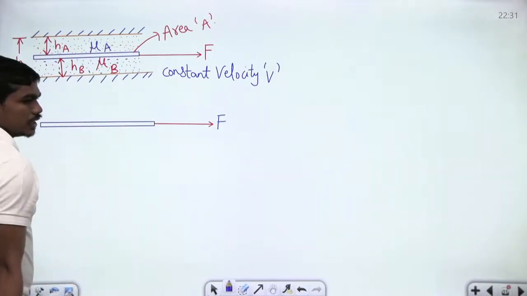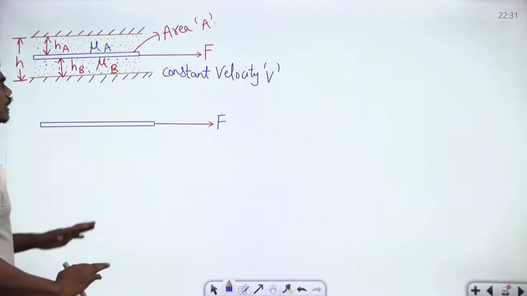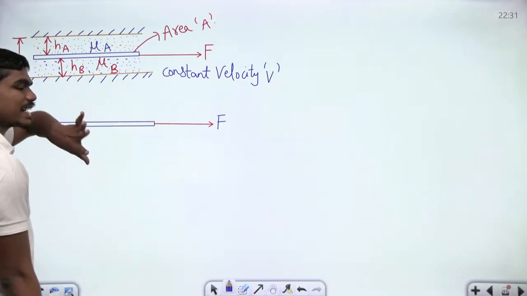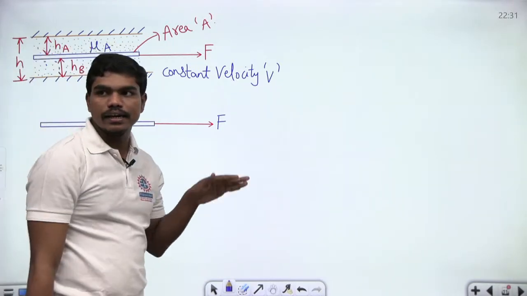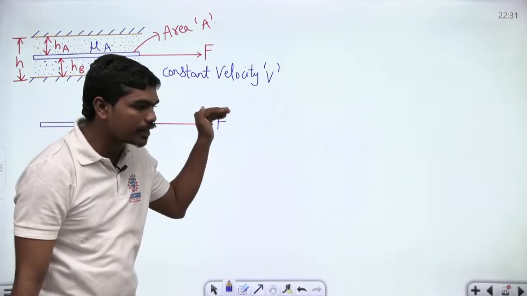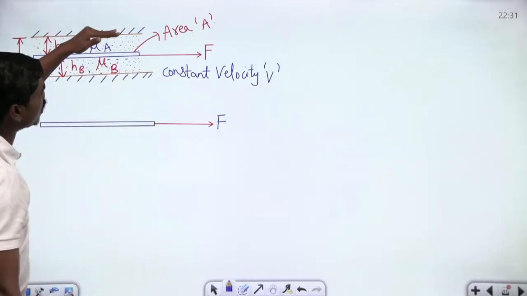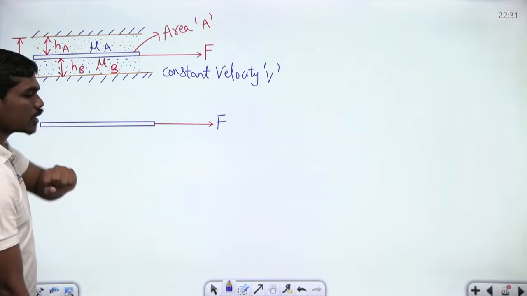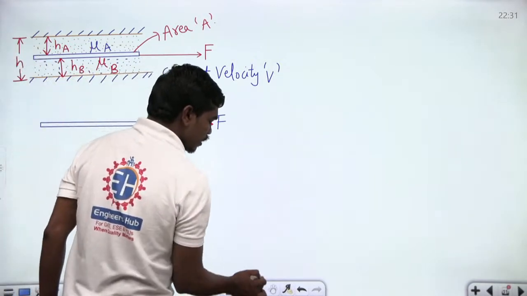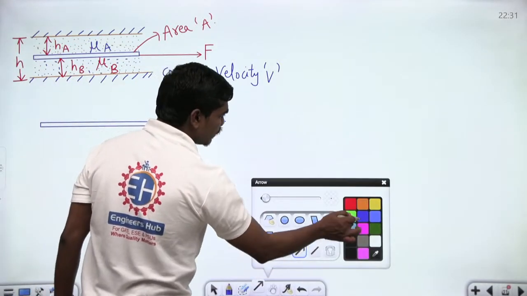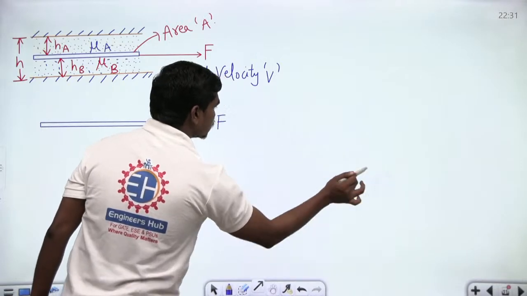Okay, so in this case, if this plate is moving at some constant velocity V, then what are the two other forces that are acting on this plate? If you see carefully, definitely this force F will try to pull this plate to the right, but of course because of the viscous oils present on the top and bottom of this plate, these two viscous effects will try to pull this plate in the opposite direction, correct?